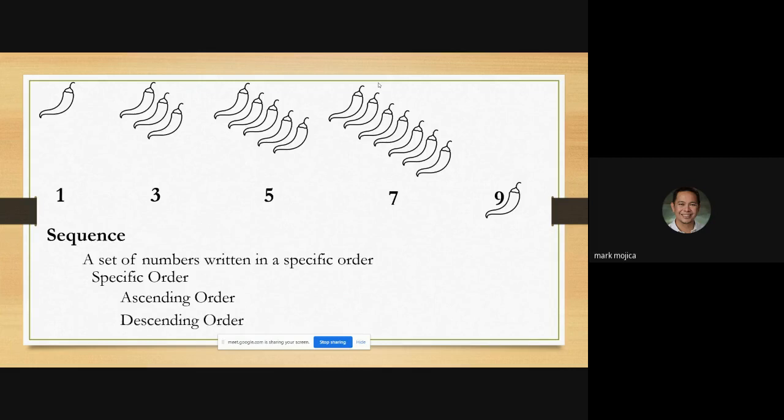When we talk about ascending, that is from the smallest papunta sa biggest number. So that is 1, 3, 5, 7, and 9. So that is papataas siya. Okay, but when we talk about descending, that is the reverse of ascending, meaning from the highest number down to the lowest number. So meaning that is 9, 7, 5, 3, and 1. So ascending, papataas, descending, pababa. Okay po? So let's proceed.